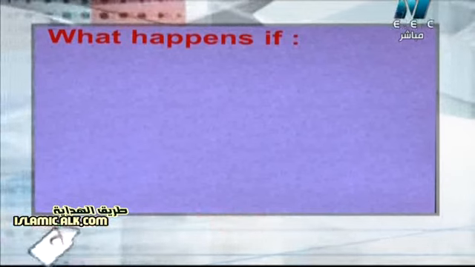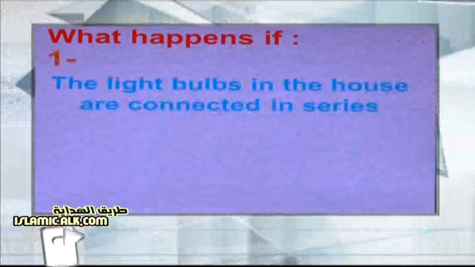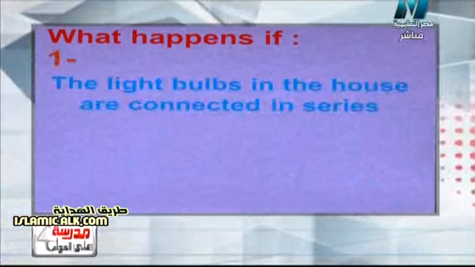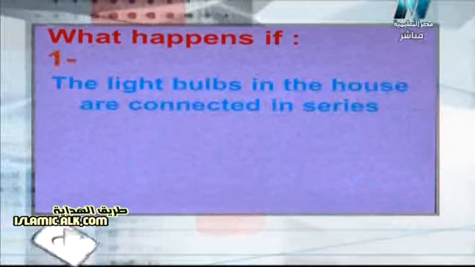So the question says that the light bulbs in the house are connected in series. Again, the light bulbs in the house are connected in series. We know that light bulbs in the house are connected in parallel.